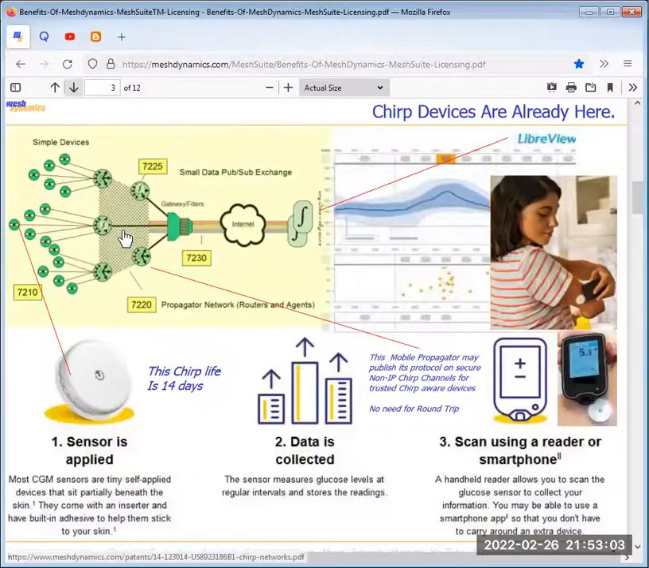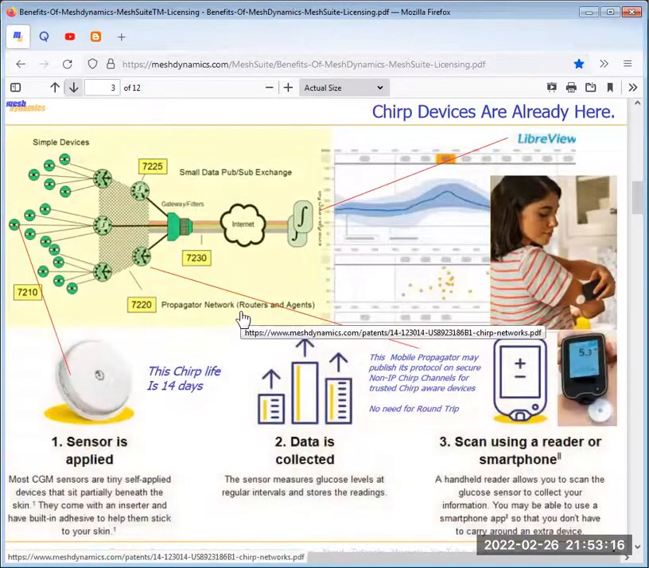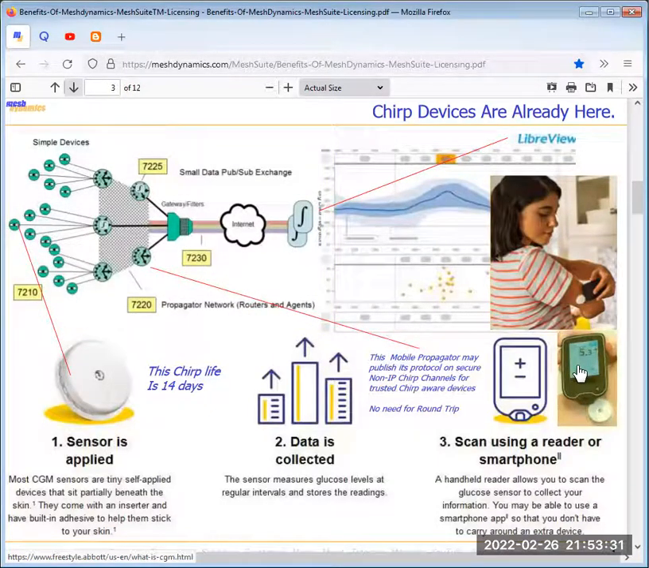So Chirp devices are already here. Here's a simple example of a three-tiered architecture. Notice that the Pollen, the sensor that is being applied, has a lifetime of 14 days, which would constitute the allergy season that I refer to, the sort of broadcast storm. In this case, of course, the broadcast storm is being controlled simply because you have a device and a translation, which I refer to as the propagator.